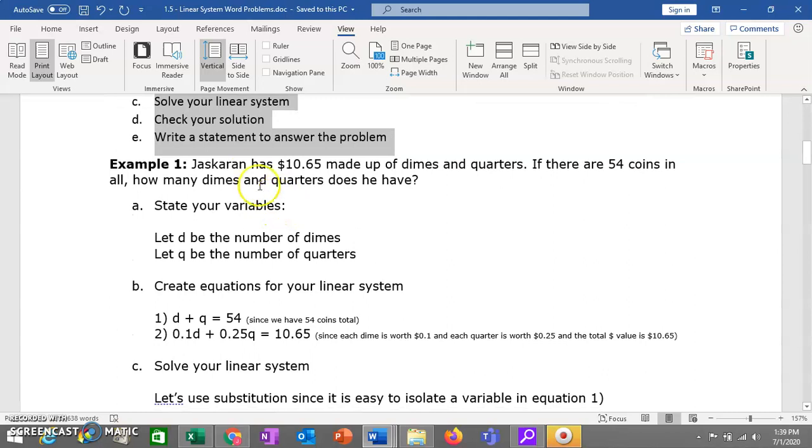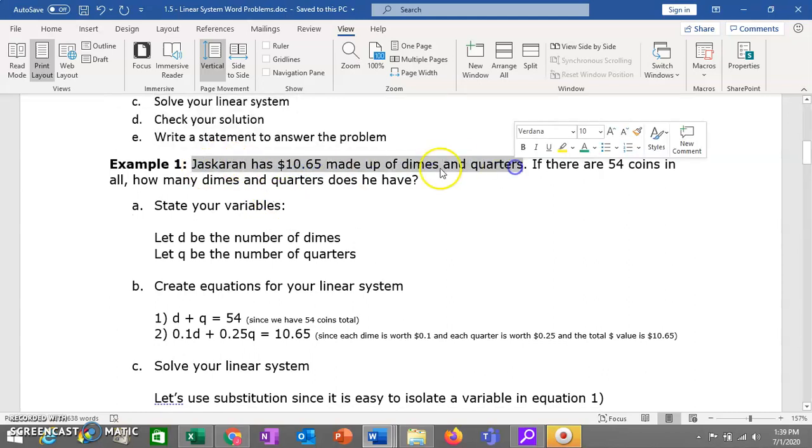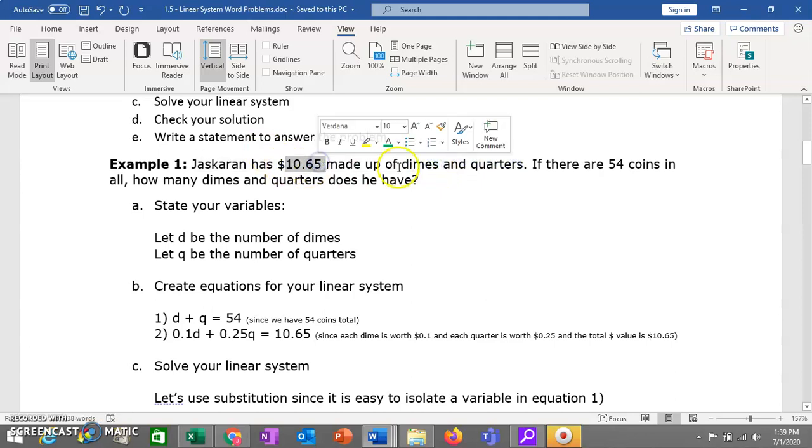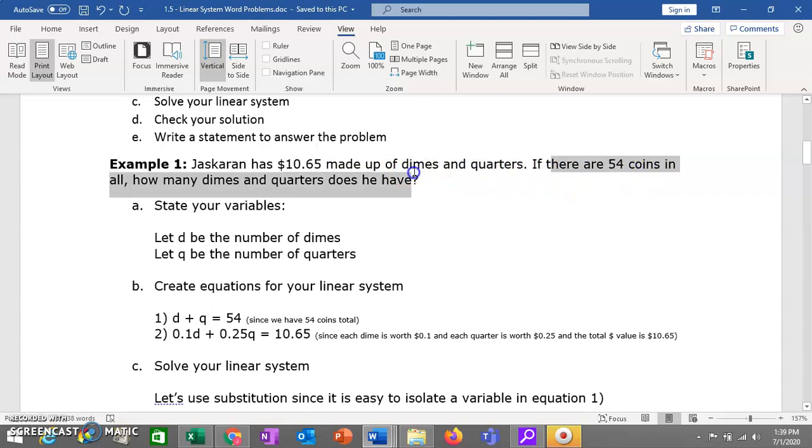Okay, first question. Jaskaran has $10.65 made up of dimes and quarters, so he has that much money, and the money is all in dimes and quarters. He has 54 coins in total, so how many dimes and how many quarters does he have?